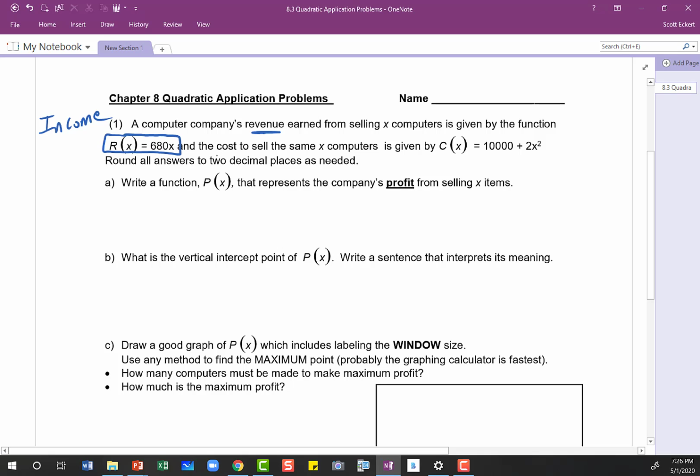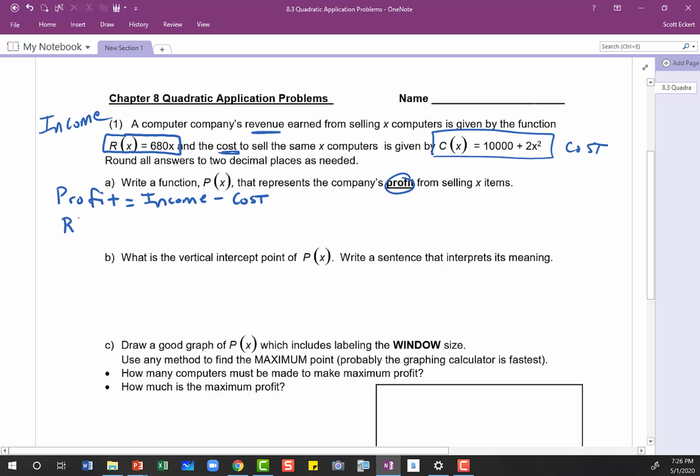And then they have a cost. Their cost to sell the X computers is given by this formula here. This is the cost equation. Now, the first problem says write a profit function. Profit, well, you might remember that profit equals income minus cost.